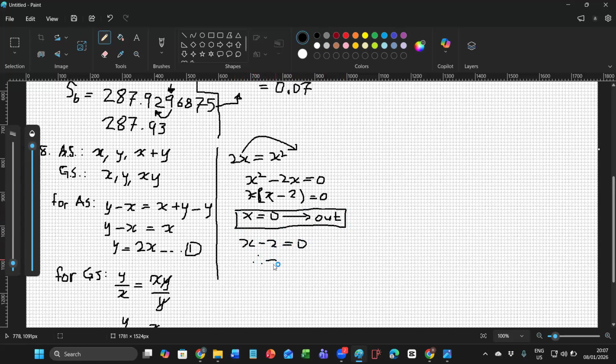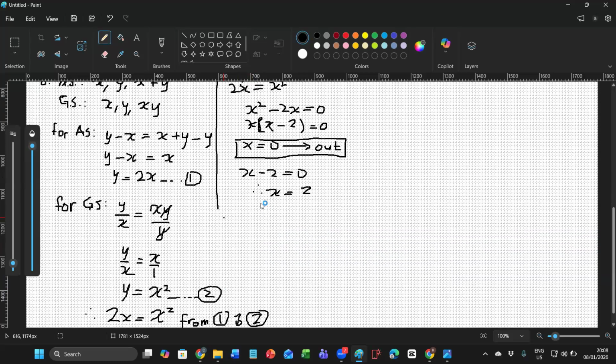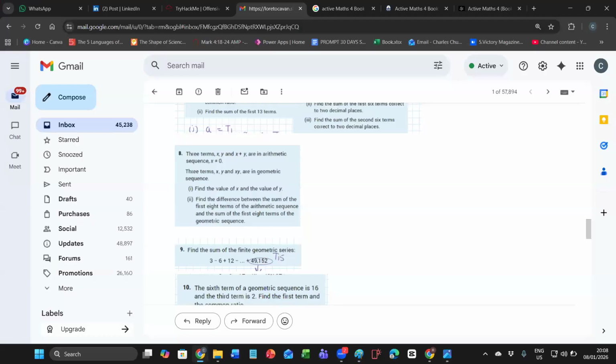And if x is 2, I'm sure you know that we can equally get what y is from either equation 1 or 2. So y will be 4 in both cases. Okay, so I think that's all that the question asked for, to find x and y.